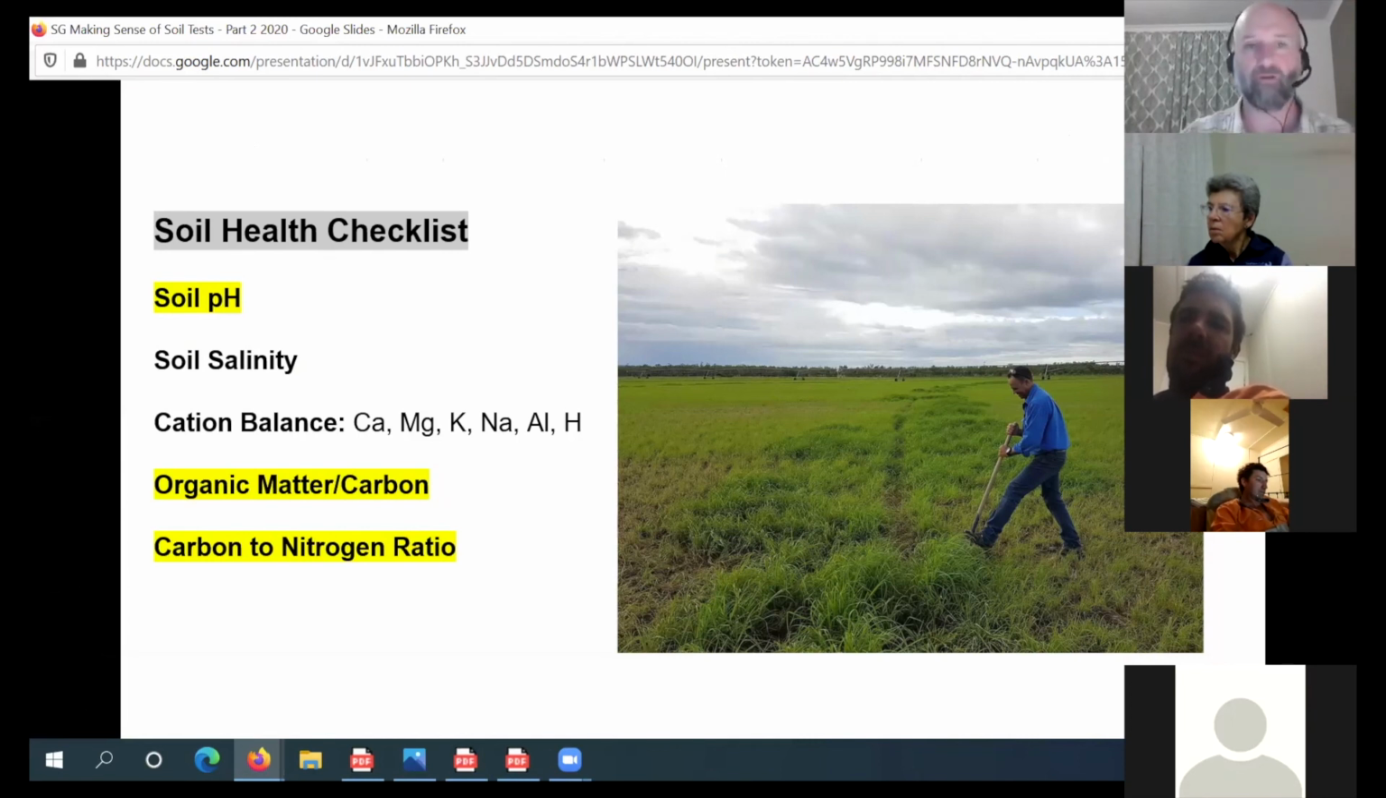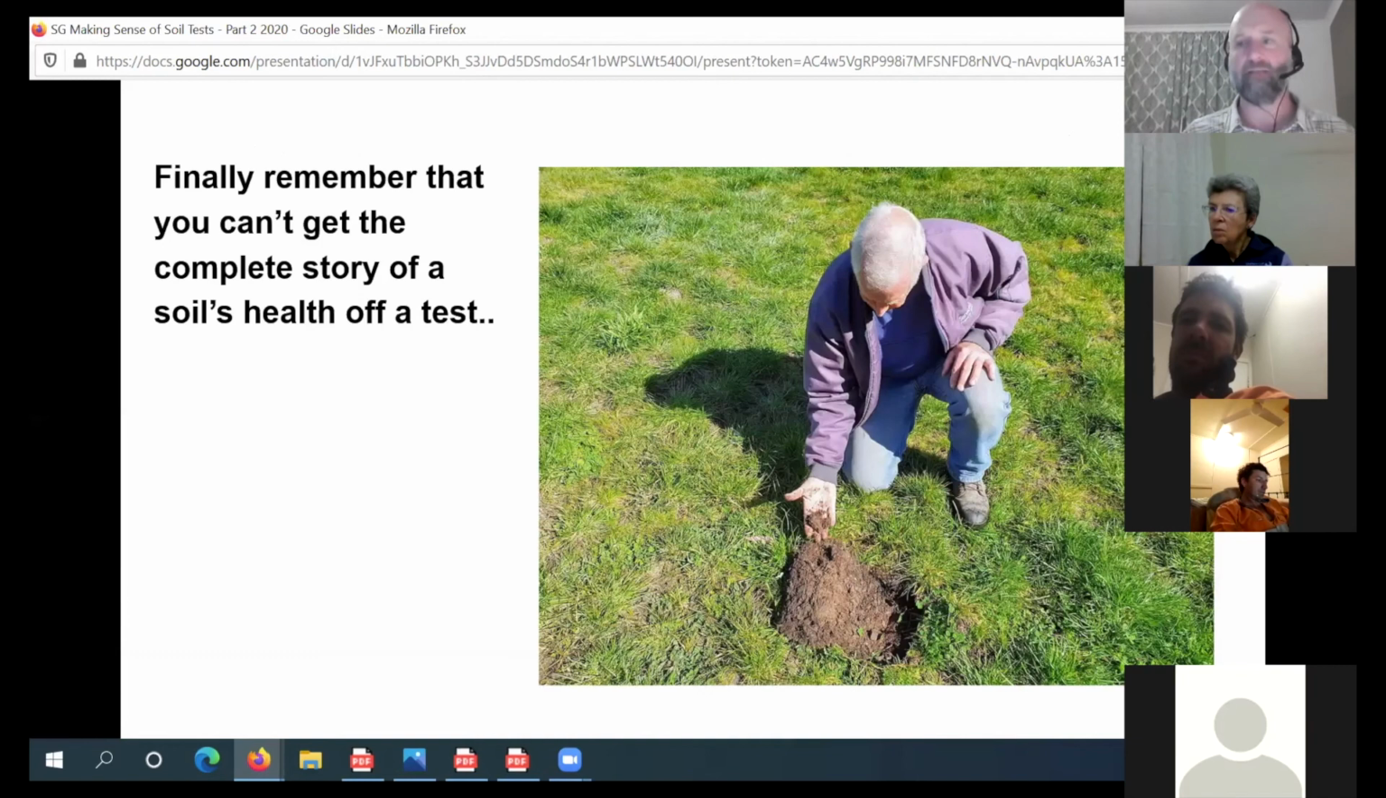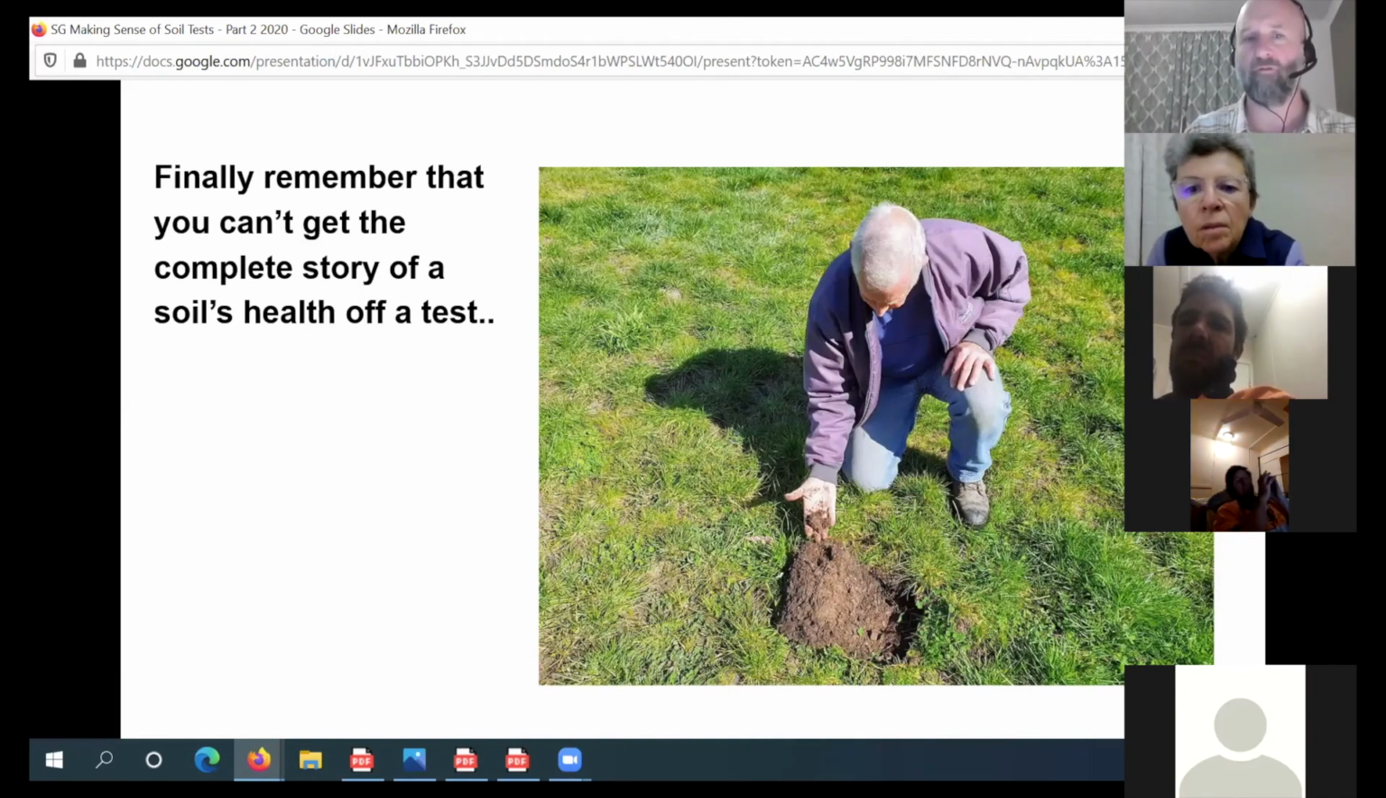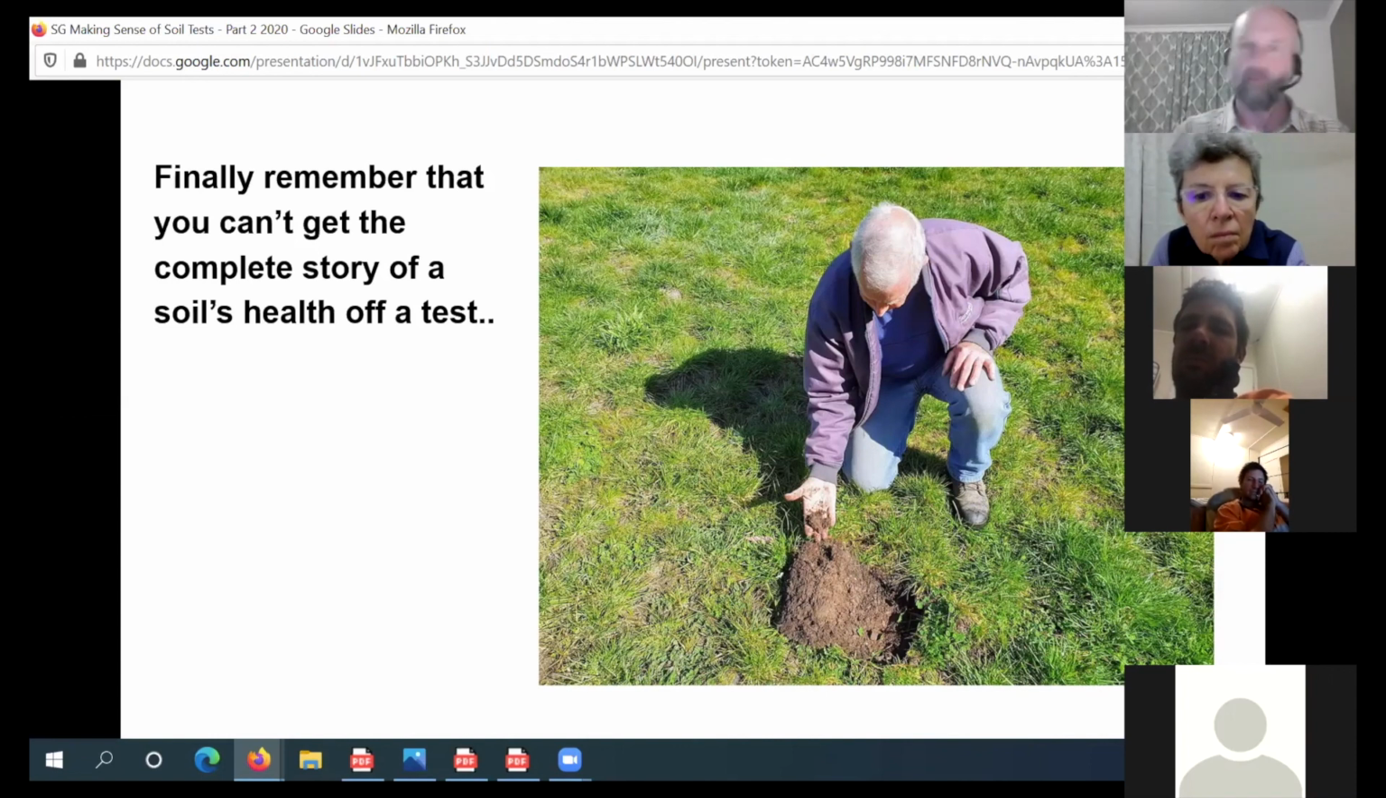It's not suitable. Last thing to remind you, everyone, is that you can't get the complete story of a soil's health off a test. So we've used a soil test to kind of do that checklist like you would a vehicle. We'll get on to nutrients next time. Yes, you need nutrients, but the amount of nutrients you need depends on what you're growing and how much you want to grow. No matter what you're growing and how much you want to grow, your soil needs to be in working order, whether it's trees, grass, crops, sugarcane.